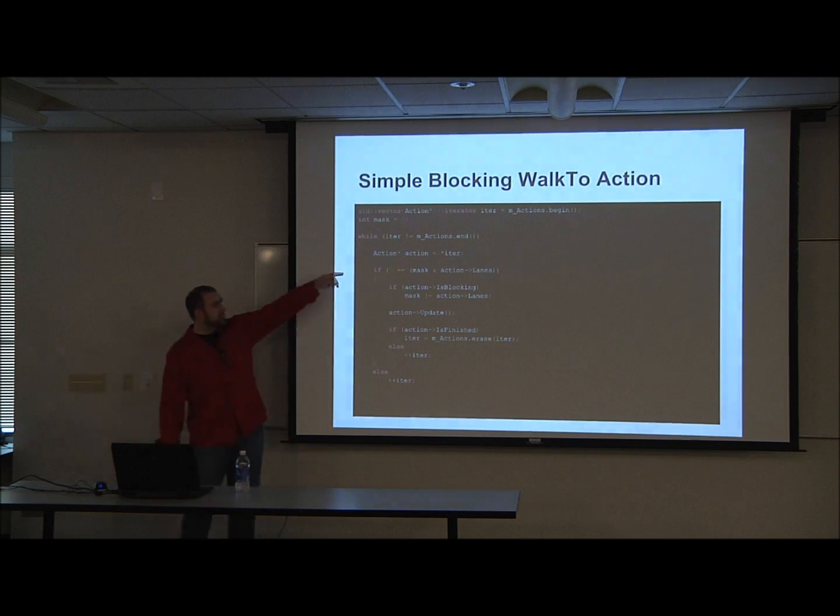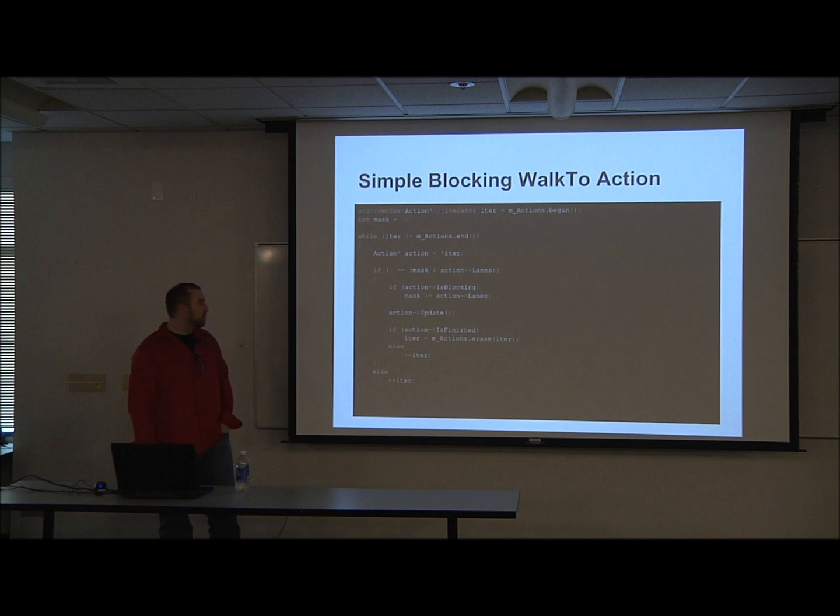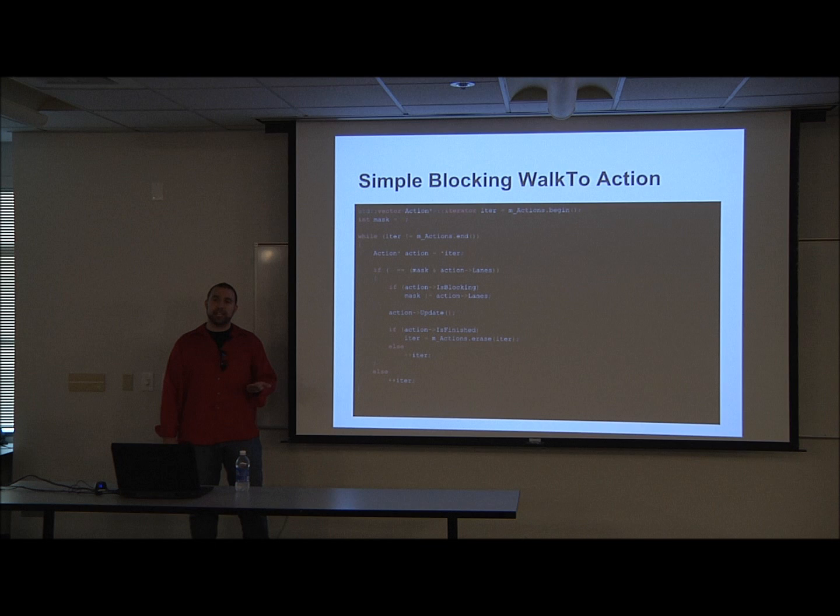And right here is where we check to see if the action we're about to run has anything on that lane that has currently happened. Right? So if we have bit 1 set, for instance, and another action that had bit 1 set has already run, then the mask is going to have bit 1 set. We get here, we're going to AND 1 with 1, which is going to give us 1. That is not 0, so this isn't going to run.